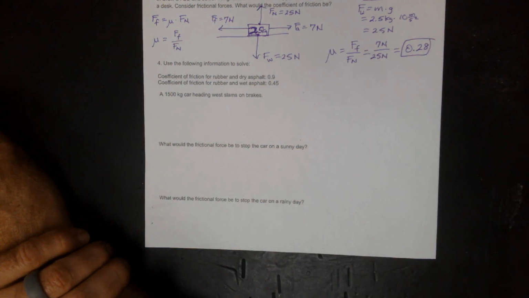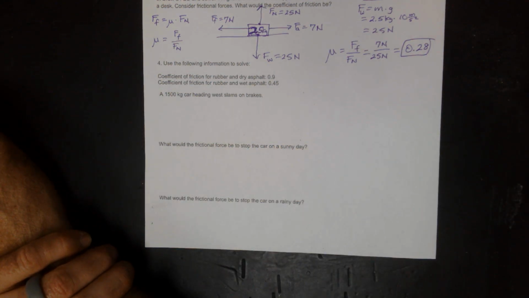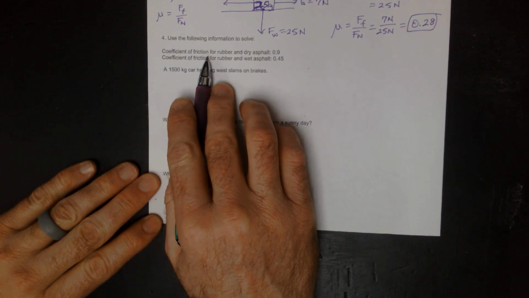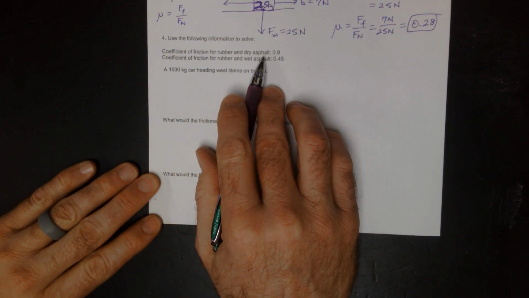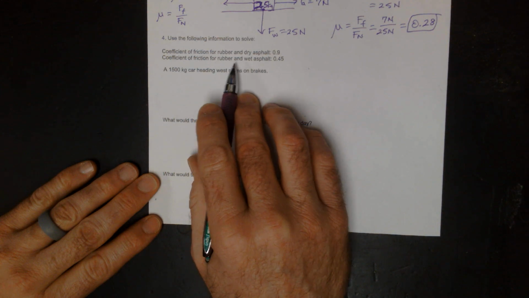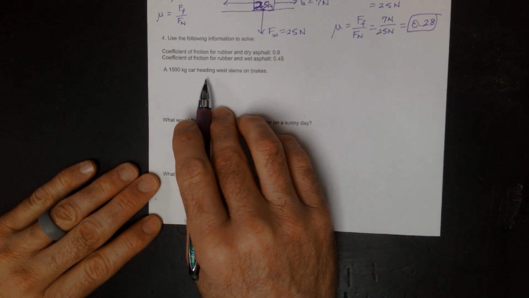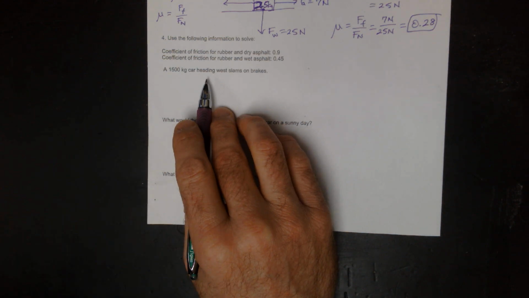All right, so let's do a couple of just straight out coefficient of friction, force of friction problems. It says use the following information to solve. They tell you that the coefficient of friction for rubber and dry asphalt is 0.9, and the coefficient of friction for rubber and wet asphalt is 0.45. You have a 1,500 kilogram car heading west, and it slams on its brakes.